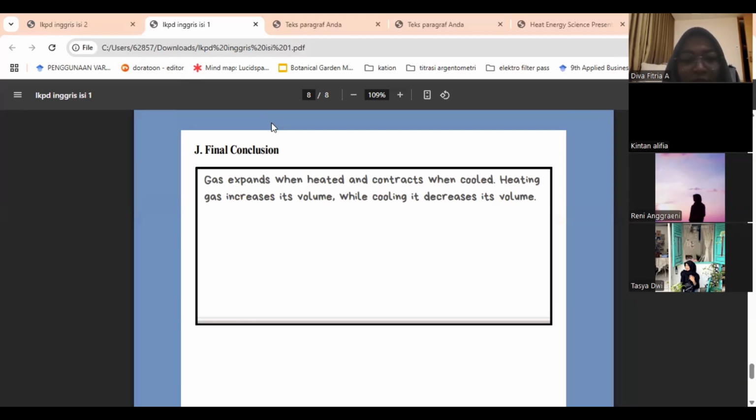Okay, so good job for group two. Does anyone have a question for group two? Okay, since there are no questions, it means we have completed our discussion and experiment about gas expansion.